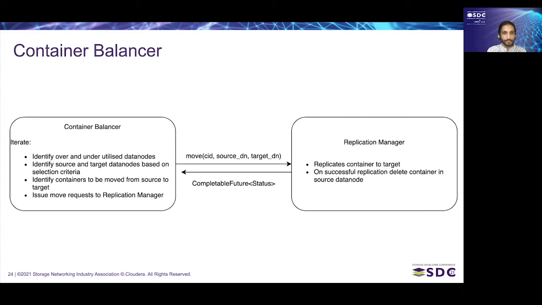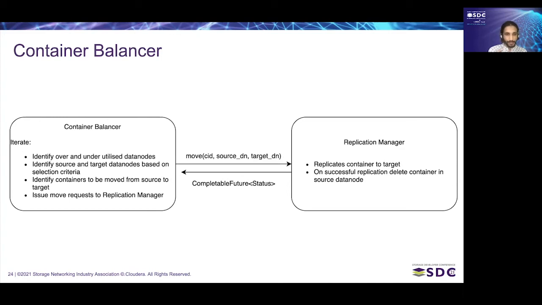So now let's look at how container balancer operates. In a typical container balancer operation, there are multiple iterations. In every iteration, container balancer will identify over and underutilized data nodes. It will identify source and target data nodes based on some selection criteria. And then it will identify which containers should be moved from source to target. This is also based on a selection criteria. We'll look further into these selection criteria in the next slide.